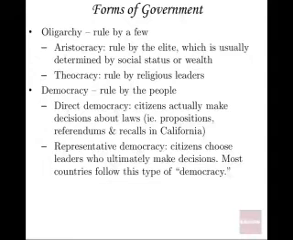Another form of government that could exist out there is oligarchy, or rule by few. Different types would be aristocracy, ruled by the elites, which is usually determined by social status or wealth, or a theocracy, ruled by religious leaders. Again, just throwing that out there because these are different competing ideas on how government is run. And finally, in the United States, we have democracy, ruled by the people. That's basically the type of government that most of the world will aspire to.